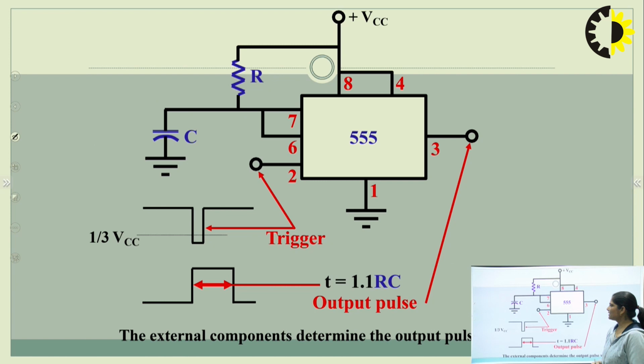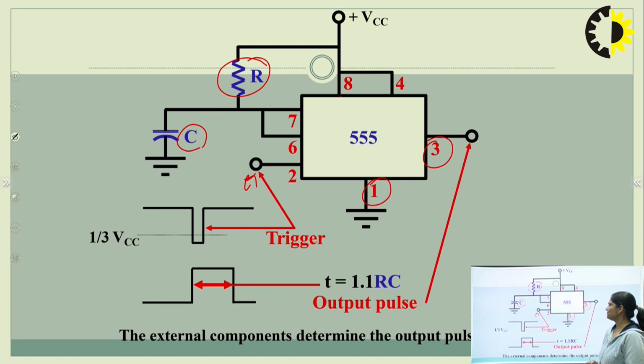Here the 6th and 7th pins are shorted and connected to this capacitor C. At pin 2 you have to give the triggering input. Pin 1 is connected to ground. The 3rd pin is used for the output. Now the 4th and 8th pins are shorted and connected to VCC. A resistor is connected in between VCC and pin number 7. So this is the description of the block diagram of the monostable multivibrator using 555 timer IC.